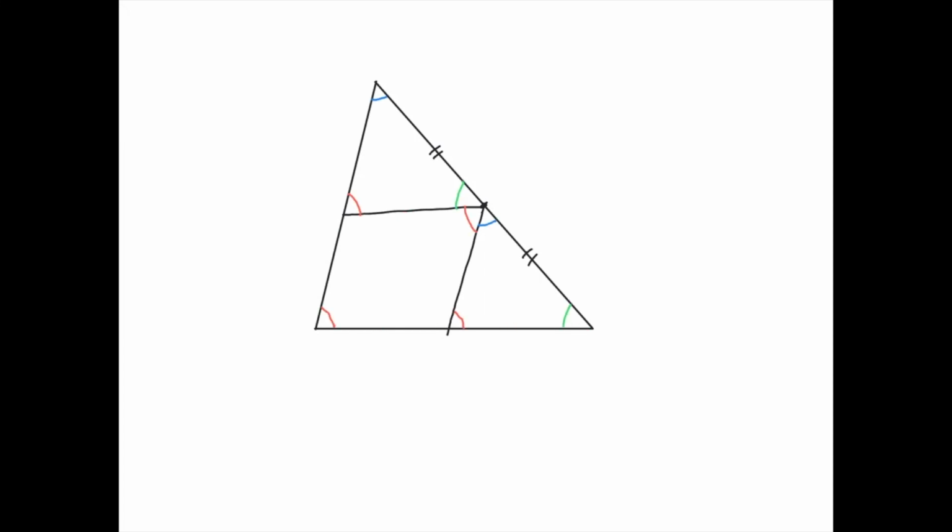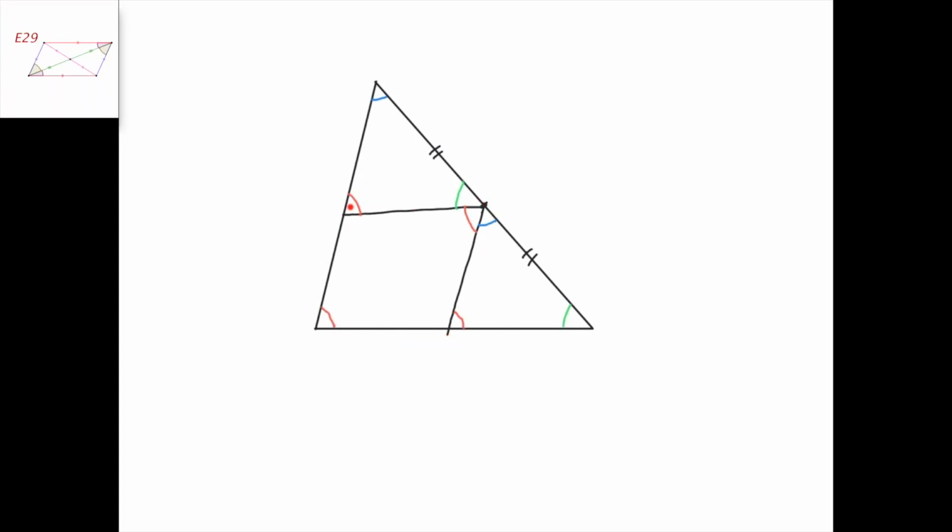The first thing that we're going to notice here is that this quadrilateral here is a parallelogram because it has two pairs of opposite sides that are parallel. This side is parallel to this side and this side is parallel to this side. So we can mark the red angles as shown. This angle equals this angle equals this angle equals this angle.